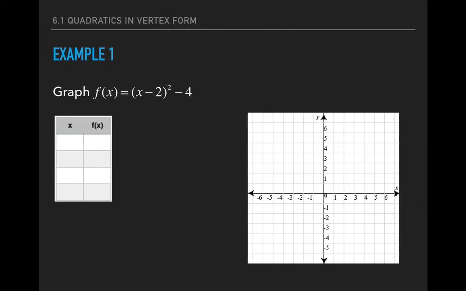All right, so let's work through an example of graphing an equation that is in vertex form.